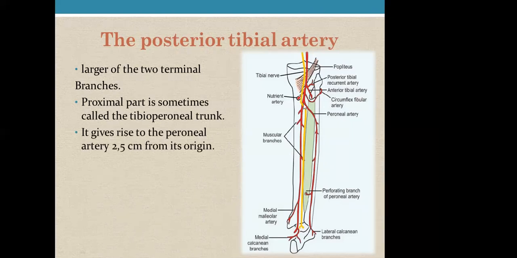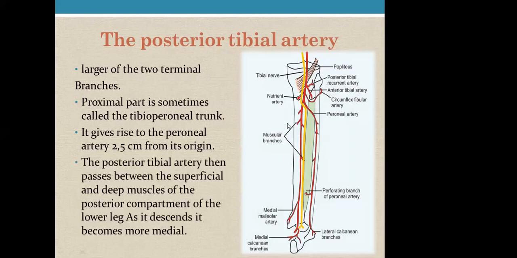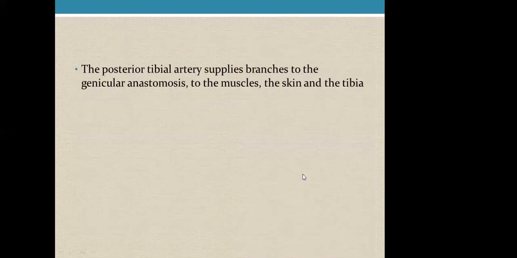It gives rise to the peroneal artery 2.5 cm from its origin. This is the peroneal artery. The posterior tibial artery then passes between the superficial and deep muscles of the posterior compartment of the lower leg. As it descends, it becomes more medial. We can see it become more medial here. The posterior tibial artery supplies branches to the genicular anastomosis, to the muscles, skin, and tibia.